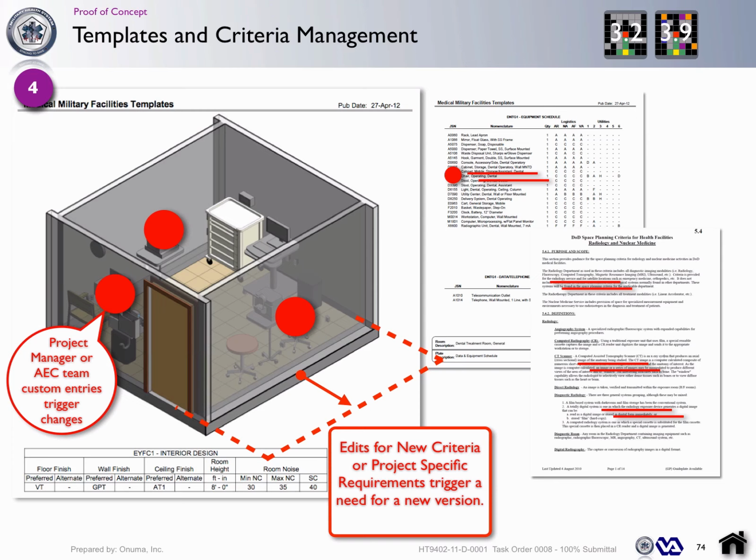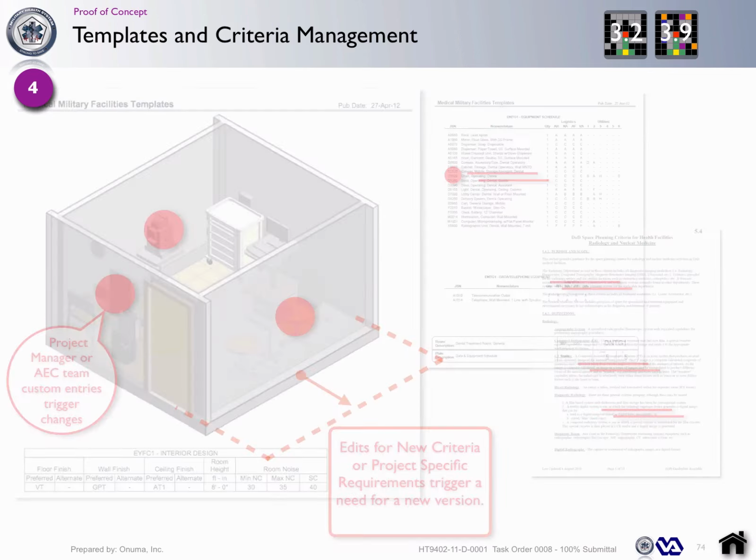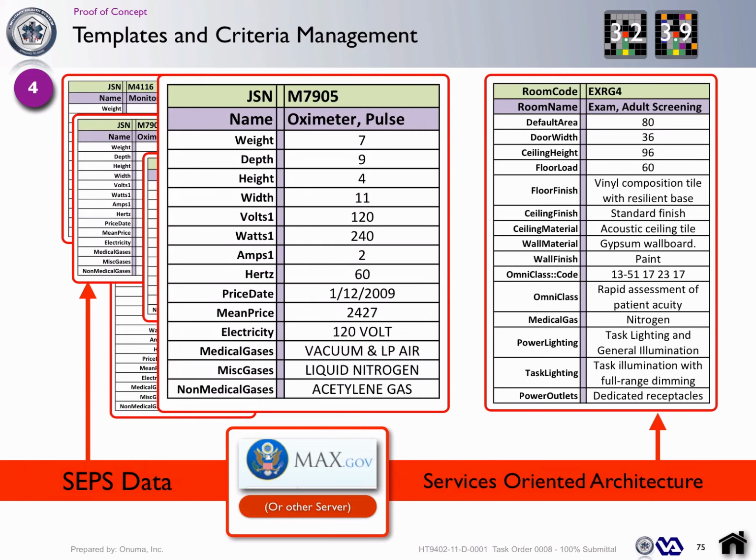The point being that with this much data, with this much movement, it's impossible to imagine managing this over time without a lot of effort and a lot of things missing, which is kind of the case today. The cycle of updating these templates and the criteria is very long because it is very labor intensive. This proof of concept is to isolate that challenge and figure out how to make that more efficient using the services-oriented approach in SEPS on max.gov.